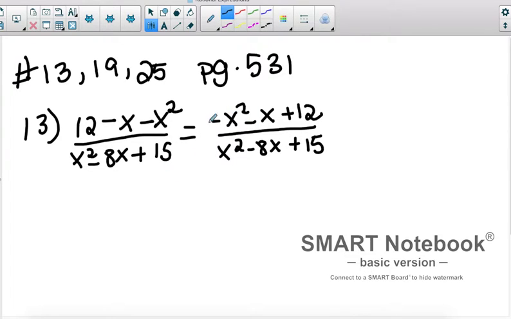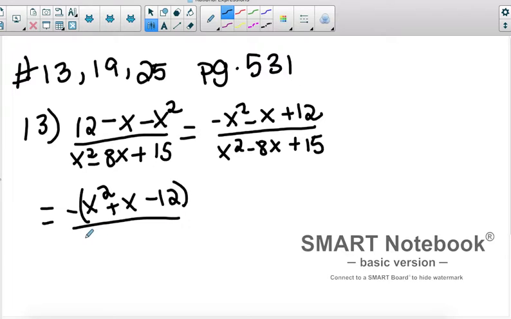Okay, so the problem with the numerator is that negative in front of the x squared. So let's factor it out. Negative. Okay, so if we factor it out, we'll get negative x squared plus x minus 12 over x squared minus 8x plus 15. Okay, let's factor the top and the bottom.